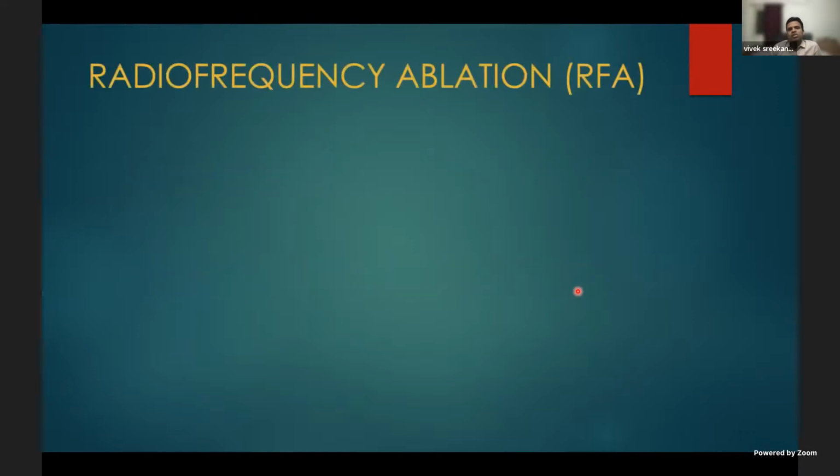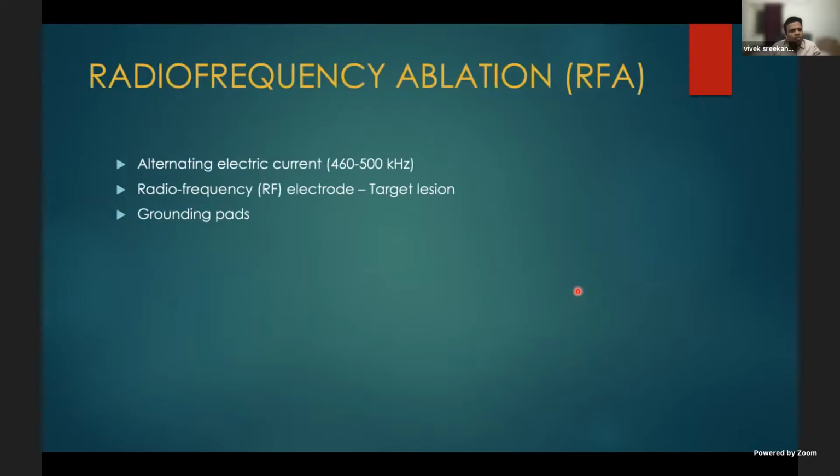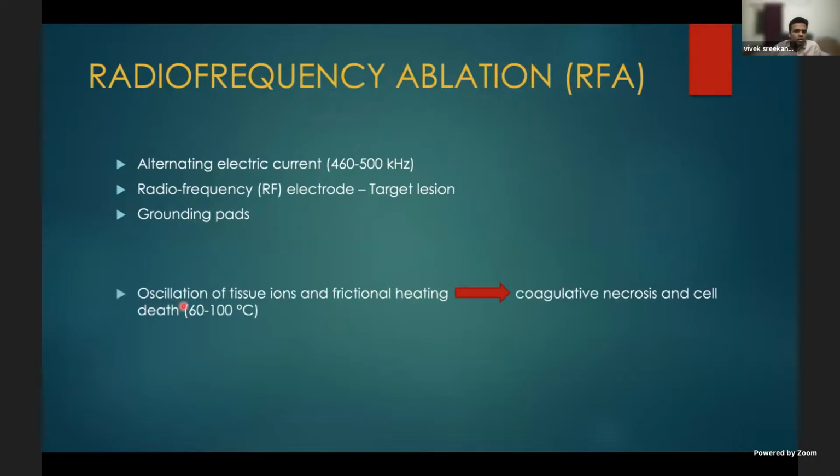So coming to the radiofrequency ablation, what we use is an alternating electric current, and the RF electrode is kept within the target lesion, and grounding pads are kept on the skin in order to complete the circuit. Once we start the ablation, it causes oscillation of the tissue ions, and it causes frictional heating, which causes coagulative necrosis and cell death.